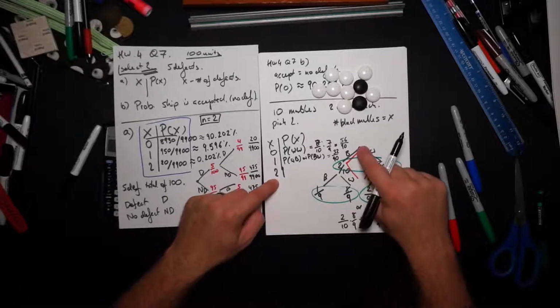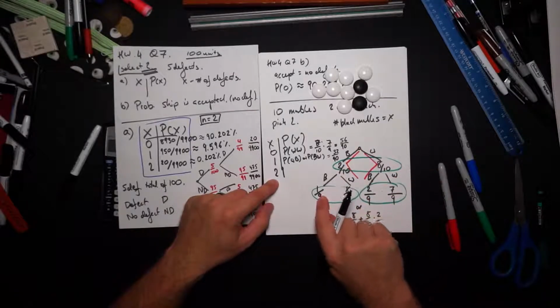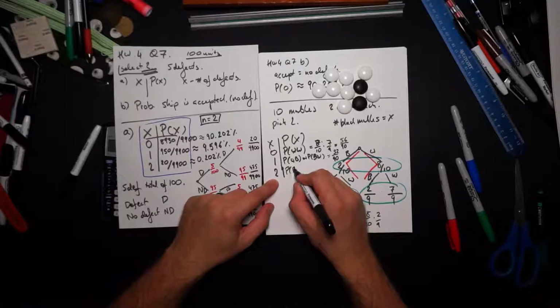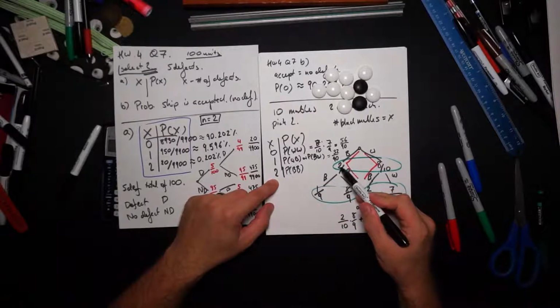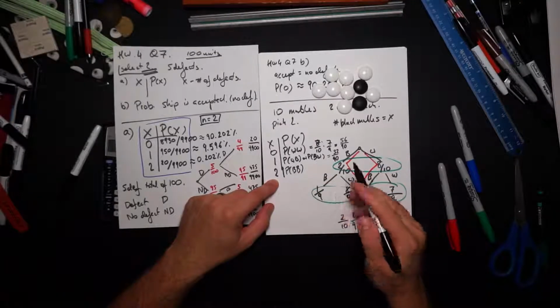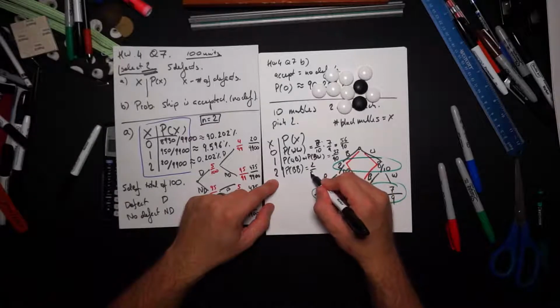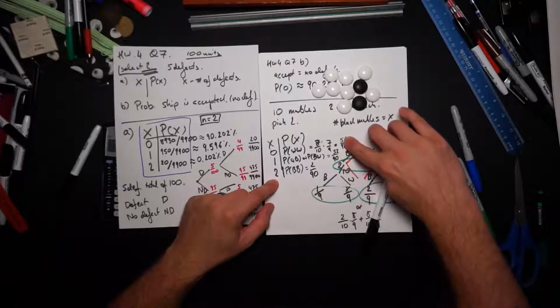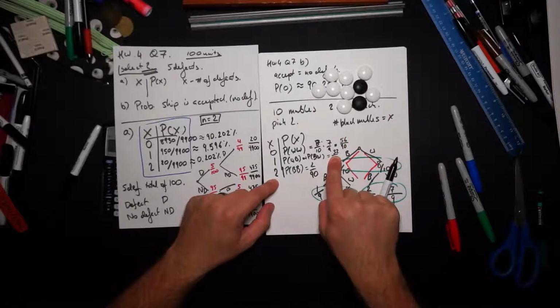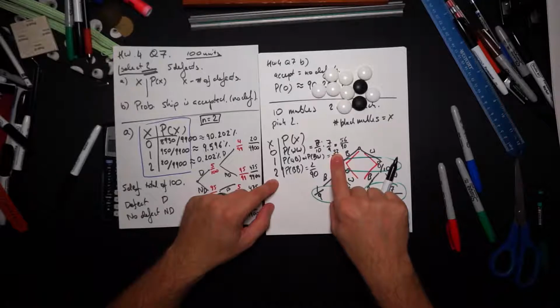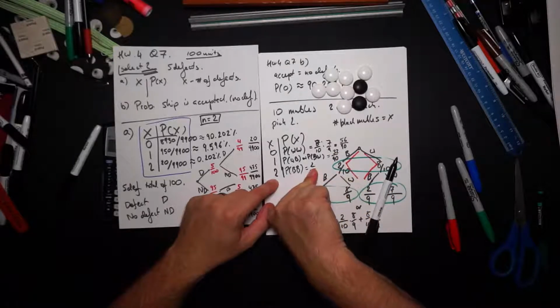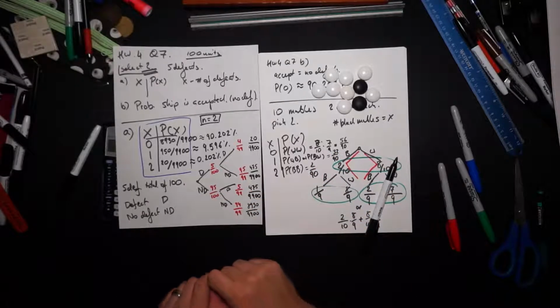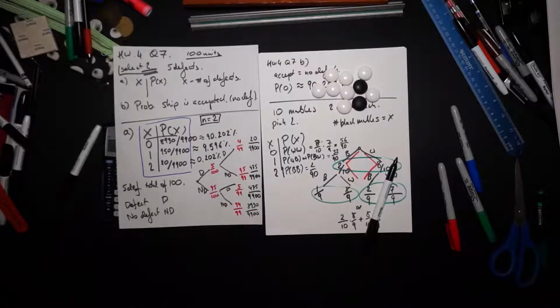And the final one, black black, is this times this. Probability of black black, 2/10 times 1/9, 2/90. And again, if you add those three things up, 56 plus 32, 88, plus 2, 90, 90/90. And this is how we know we didn't make a mistake.